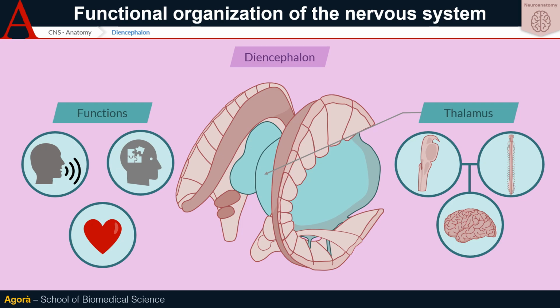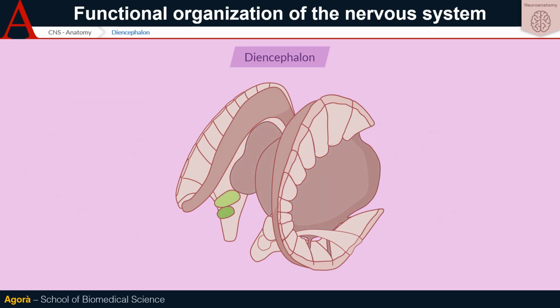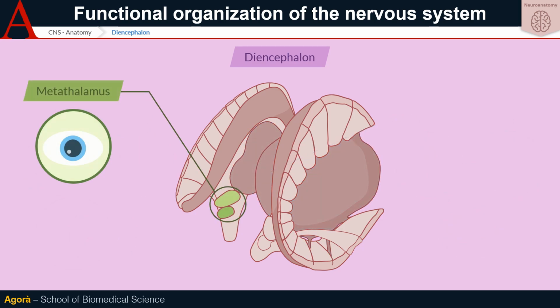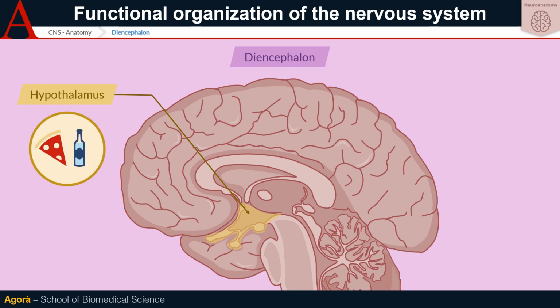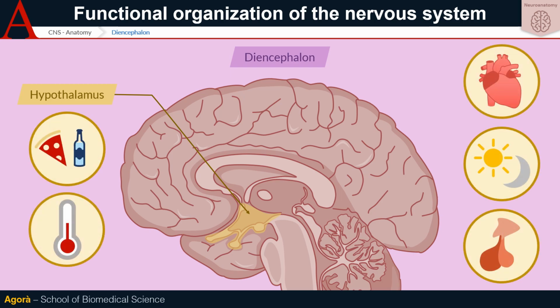The metathalamus, which serves a similar function but specializes in transmitting visual and auditory information. The hypothalamus, which integrates information from the vegetative nervous system, regulating functions such as hunger, thirst, body temperature, heart rate, circadian rhythm, and activity of endocrine glands.